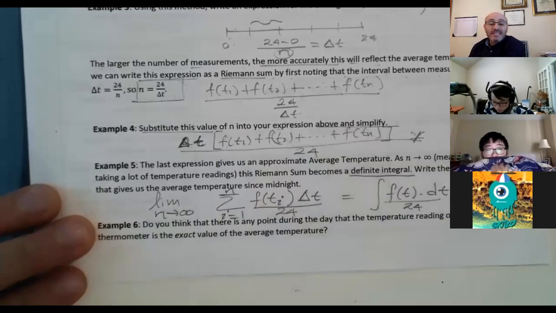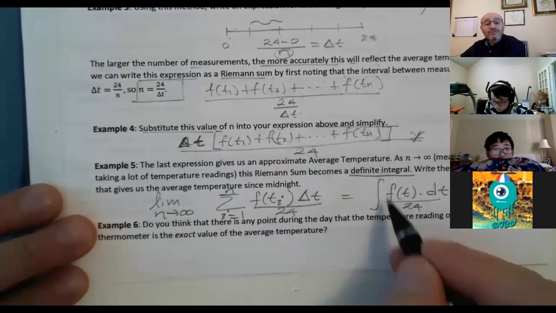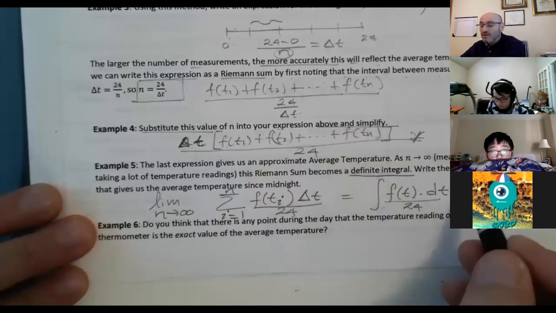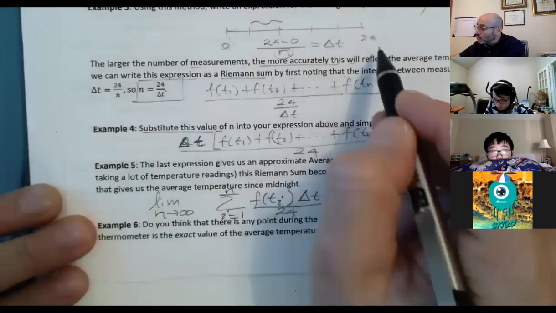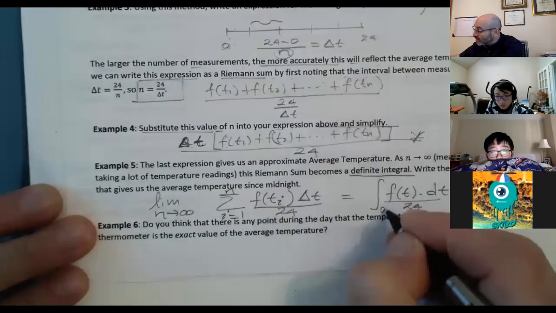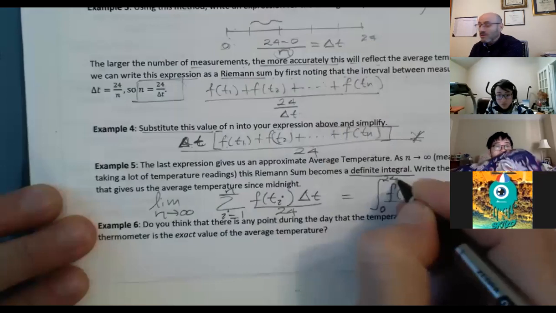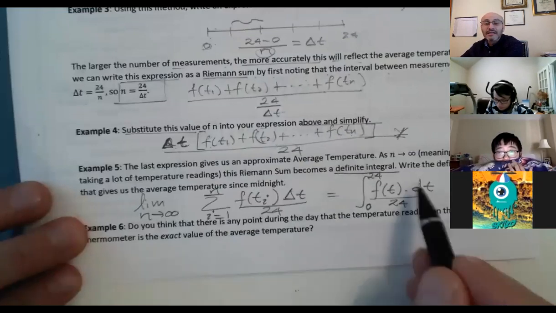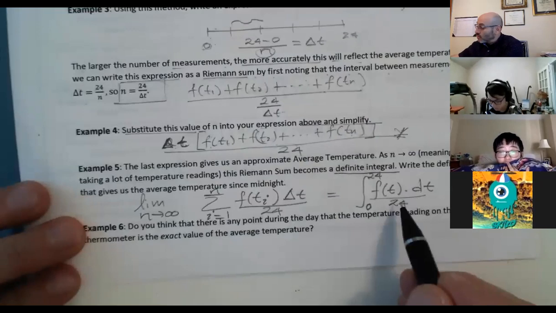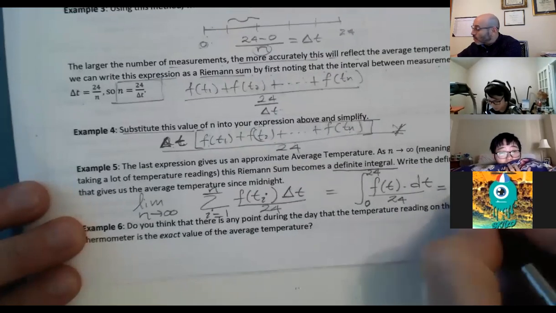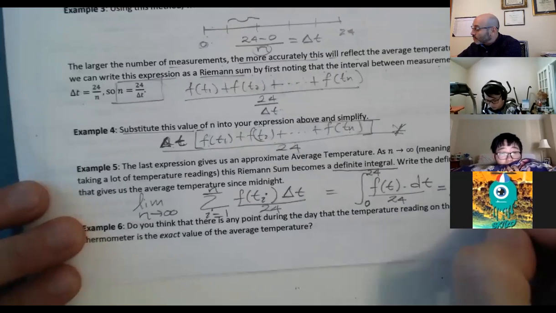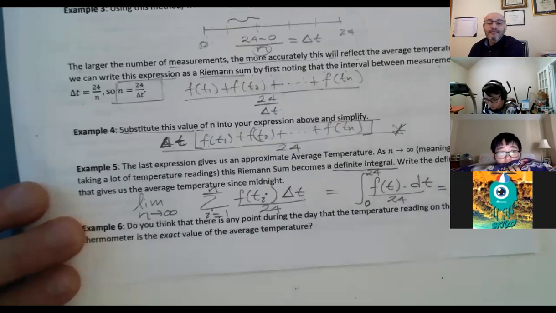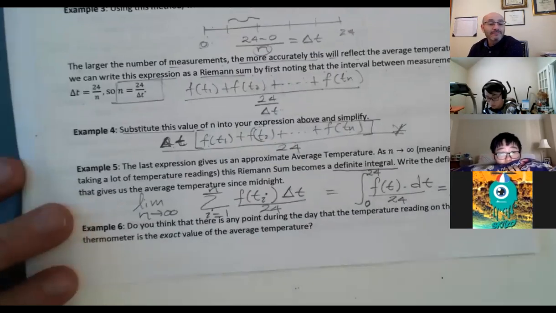Now, since it's a definite integral, I need limits of integration. What is the interval that we are considering? A whole day, from 0 to what? To 24. So this will be the integral from 0 to 24. If you look at the properties, there is a constant inside here. That constant is 1 over 24. So I'm able to rewrite this as 1 over 24, the integral from 0 to 24 of f of t dt. And that's it. That is the integral.